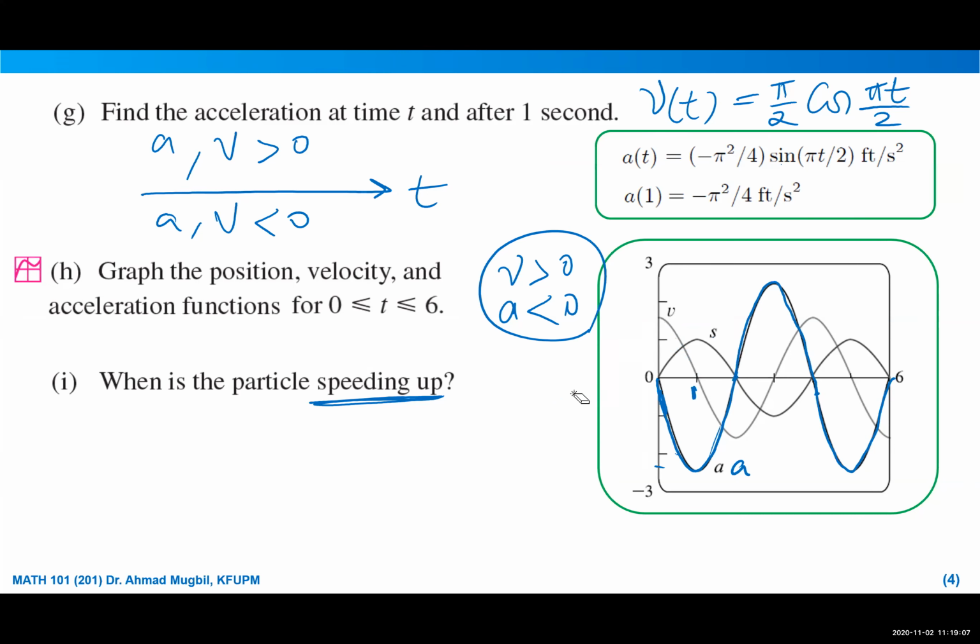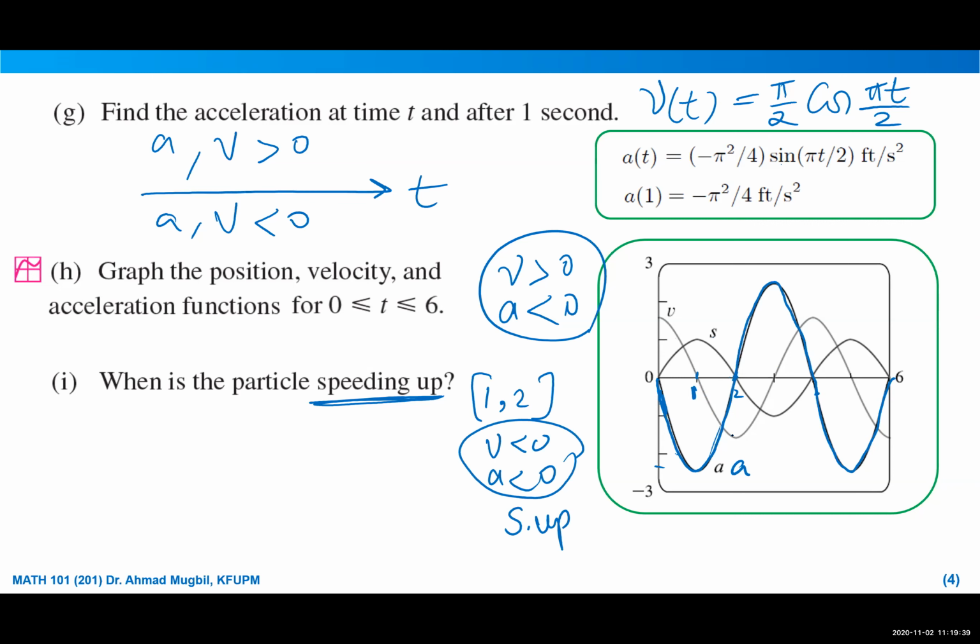Now, from 1 to 2, the velocity is negative. What about the acceleration? From 1 to 2, negative also. So here it will speed up, because they have the same sign.